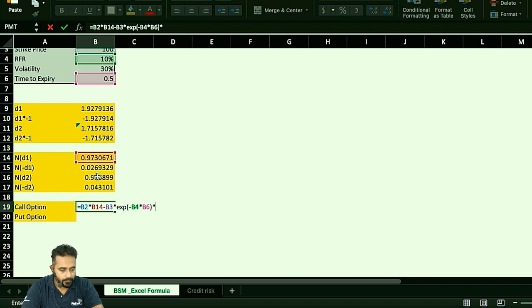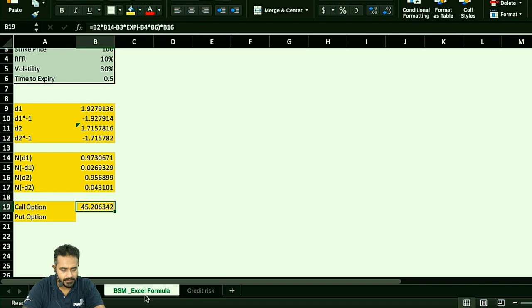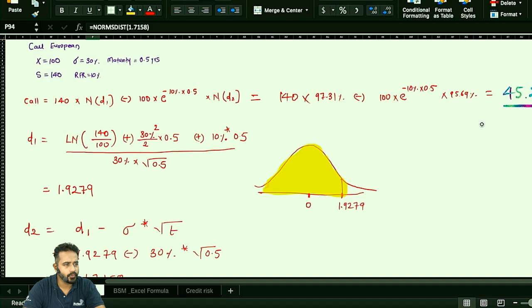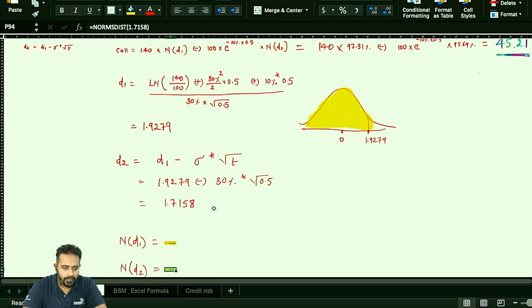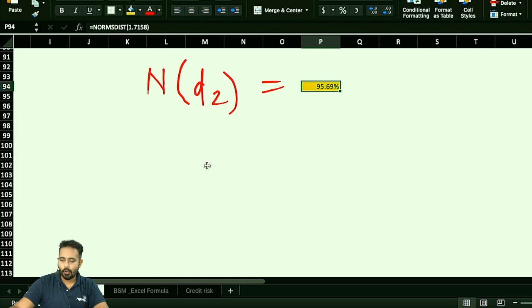That's the value of the call, 45.20. Did we get the same valuation? Yes, we got 45.21. All right, so we're there. Now, how do you get the value of put option under BSM? Right, we know the formula of call. What is the formula of put option?